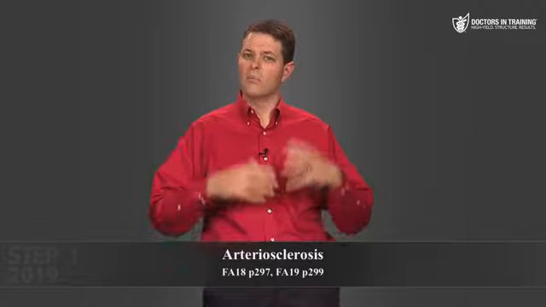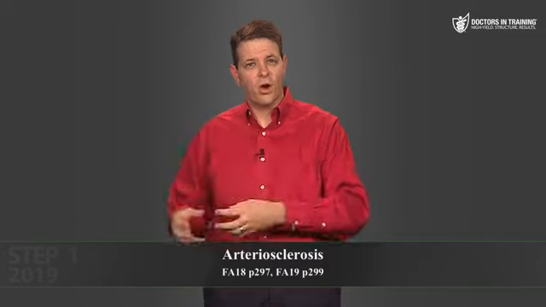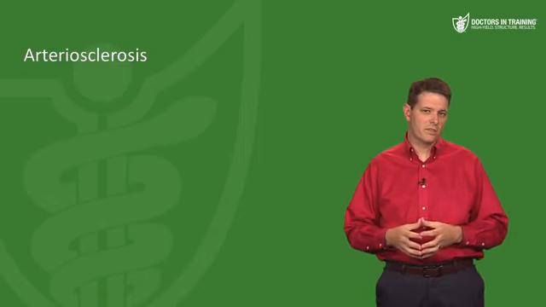So let's start with arteriosclerosis, which is a generic umbrella term for hardening or stiffening of the arteries, in which the arterial wall becomes fibrotic and thickened and less elastic. Sclerosis means scarring, so this is scarring and thickening of the arteries. There are several different types of arteriosclerosis.